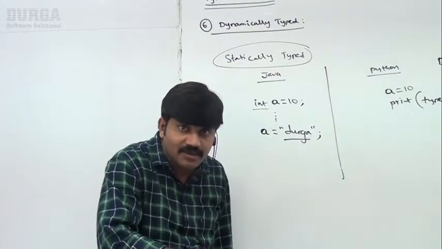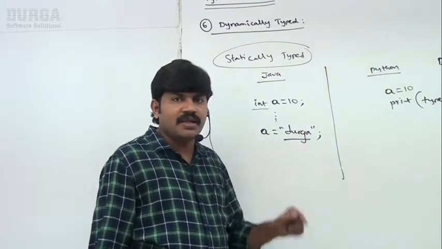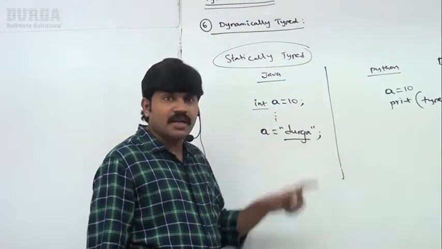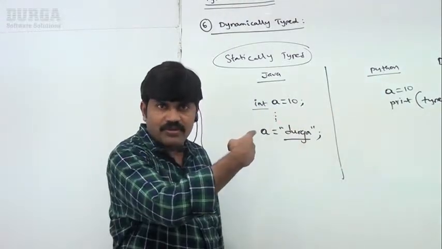You declared already int type. How can you assign a string value? Incompatible type. String cannot be converted to int. Like this, we are going to get this error, sir.